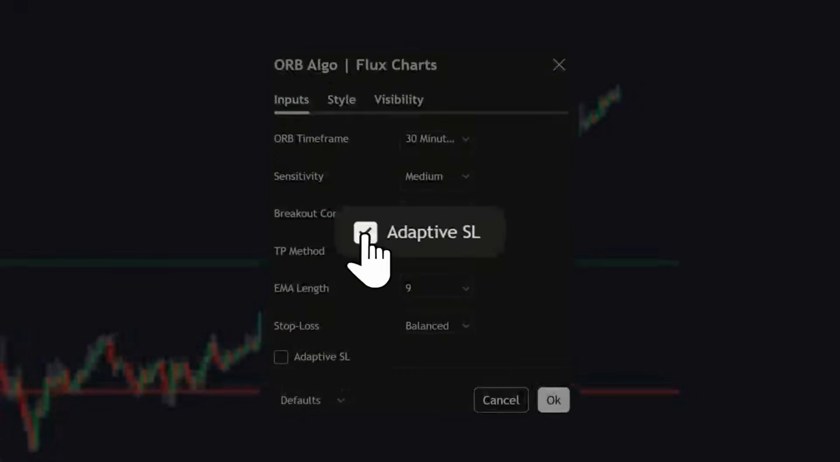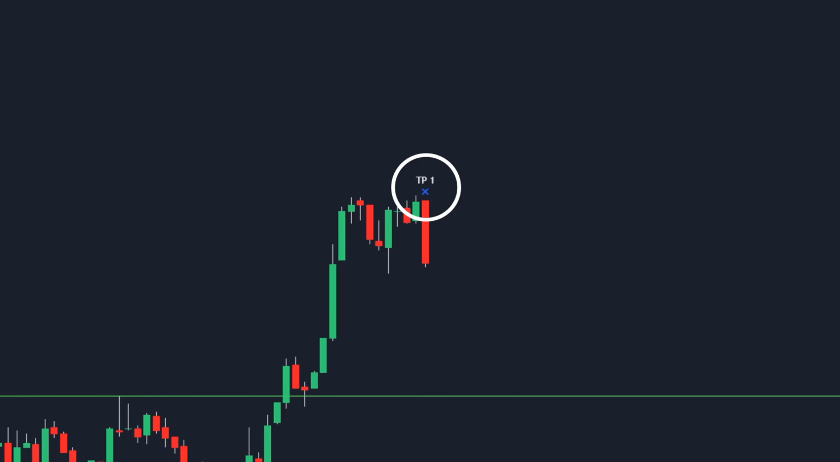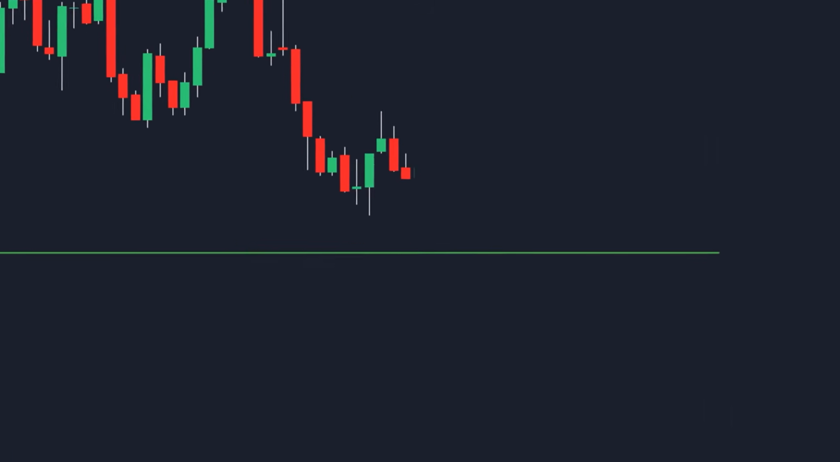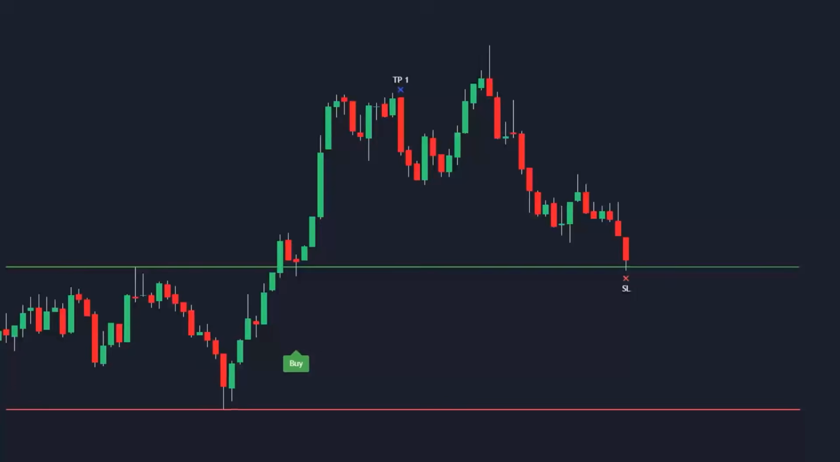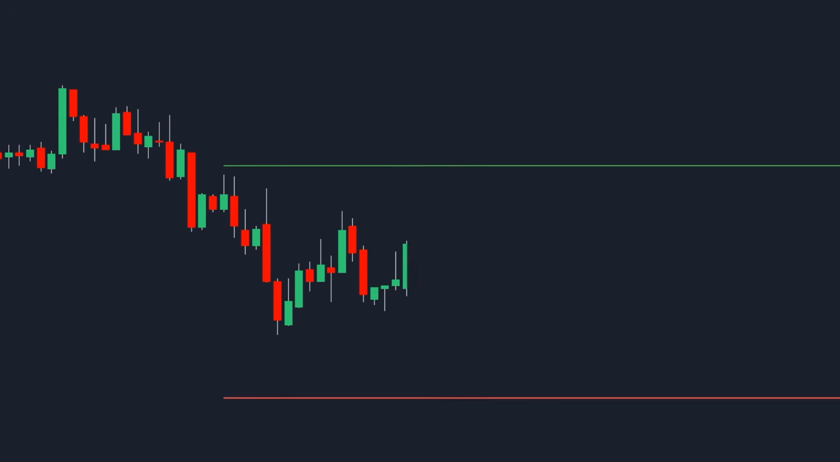And if you enable the adaptive stop loss, the moment your first take profit is hit, your stop loss will automatically move to break even. That means you've locked in a risk-free trade with 0 manual input. But even with all this logic, the real test is how it performs in live markets. So let's walk through 2 trades.